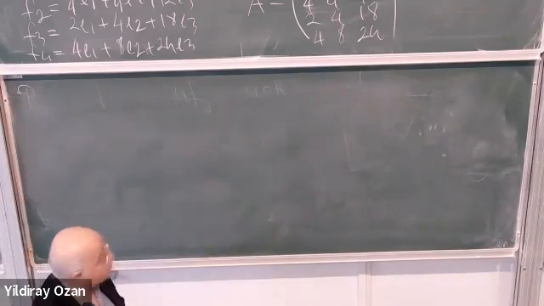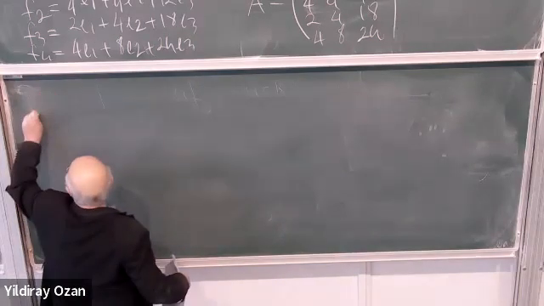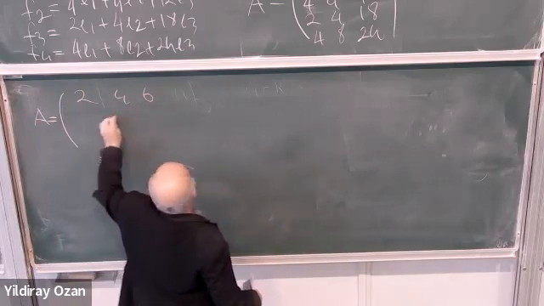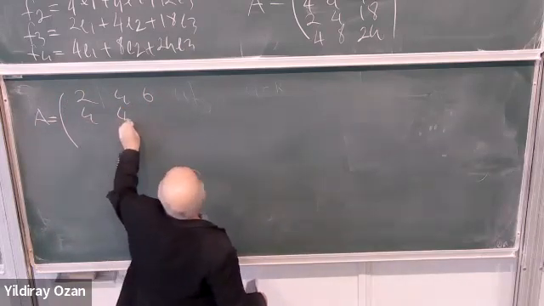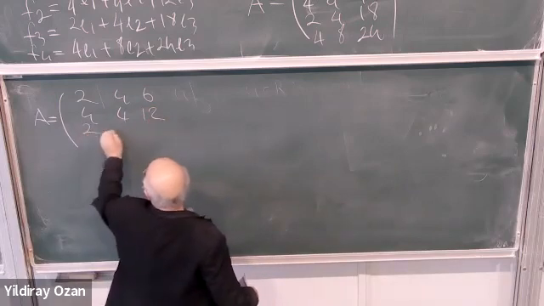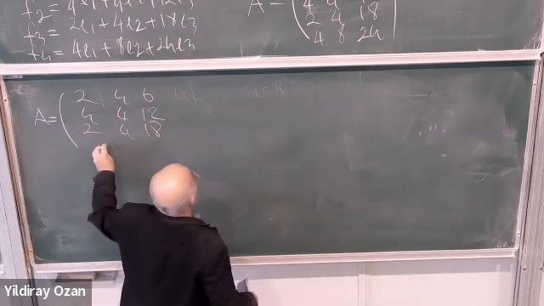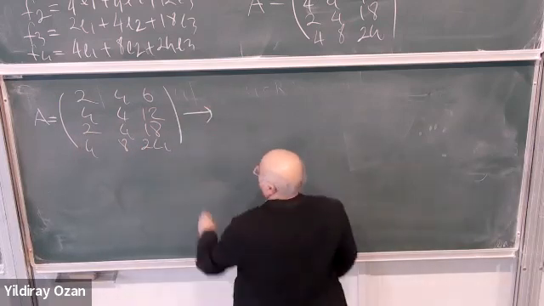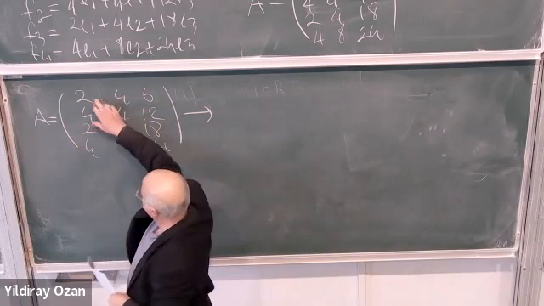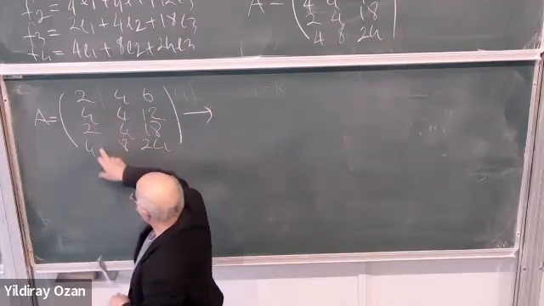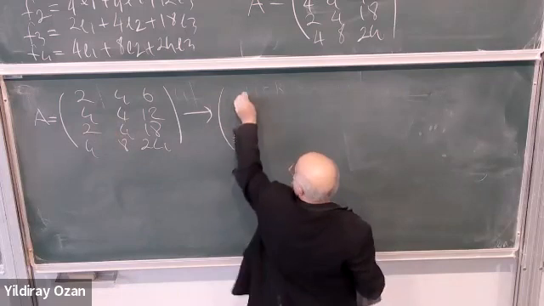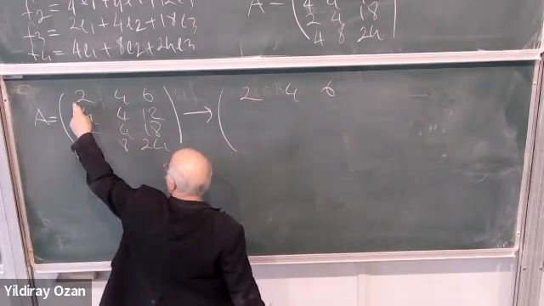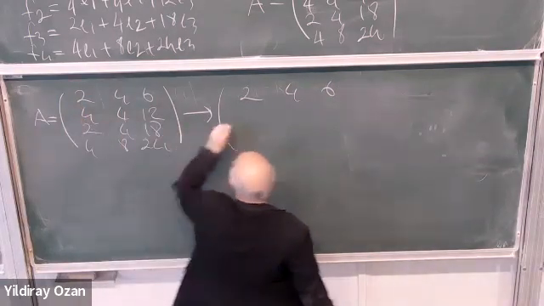Now, we will apply row and column operations. Let me rewrite A here. So, 2, 4, 6, 4, 4, 12, 2, 4, 18, and 4, 8, 24. So, I am not zero here. I want to make all these guys zero. So 2, 4, 6. This is easy. Just multiply minus 2 and add to this one.